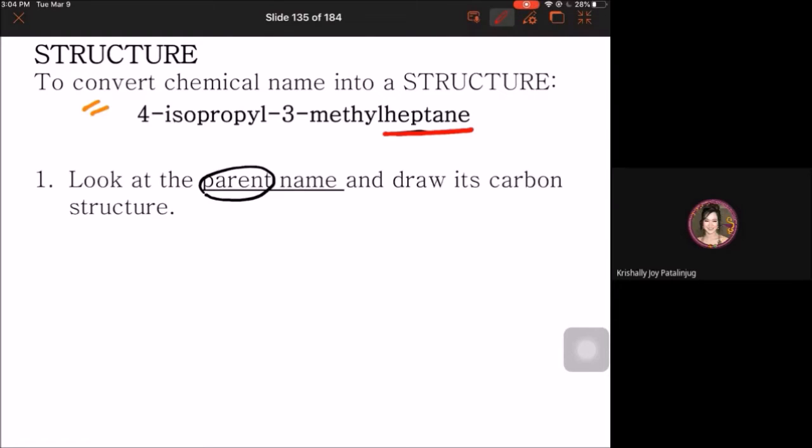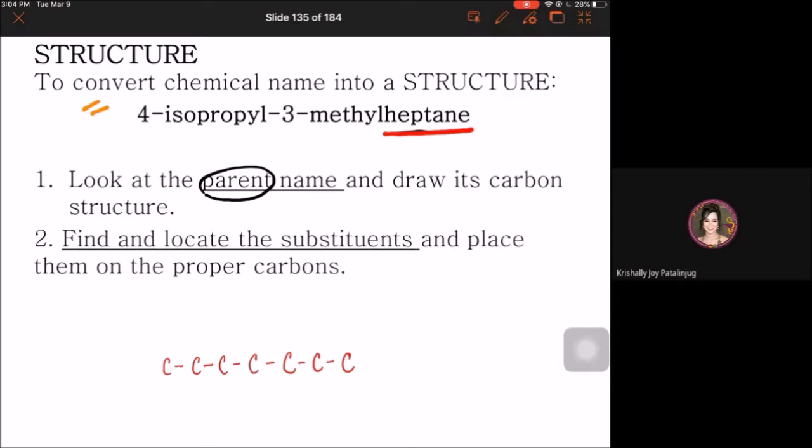So, ibig sabihin, kapag heptane, ilan yung carbon kapag heptane? Tell me. 7. Okay, very good. There are 7. So, mag-draw ka og carbon skeleton. 7 kabuok. No? 1, 2, 3, 4, 5, 6, then 7. Yan yung unang step. Okay?